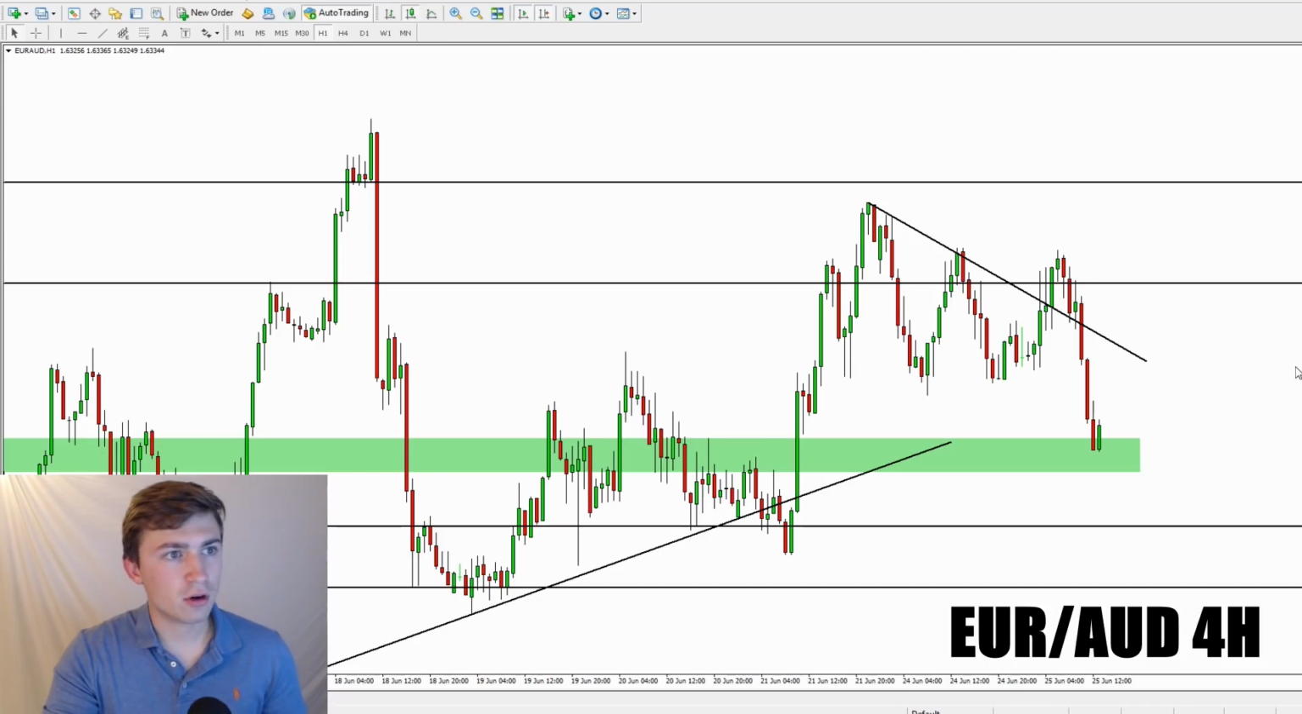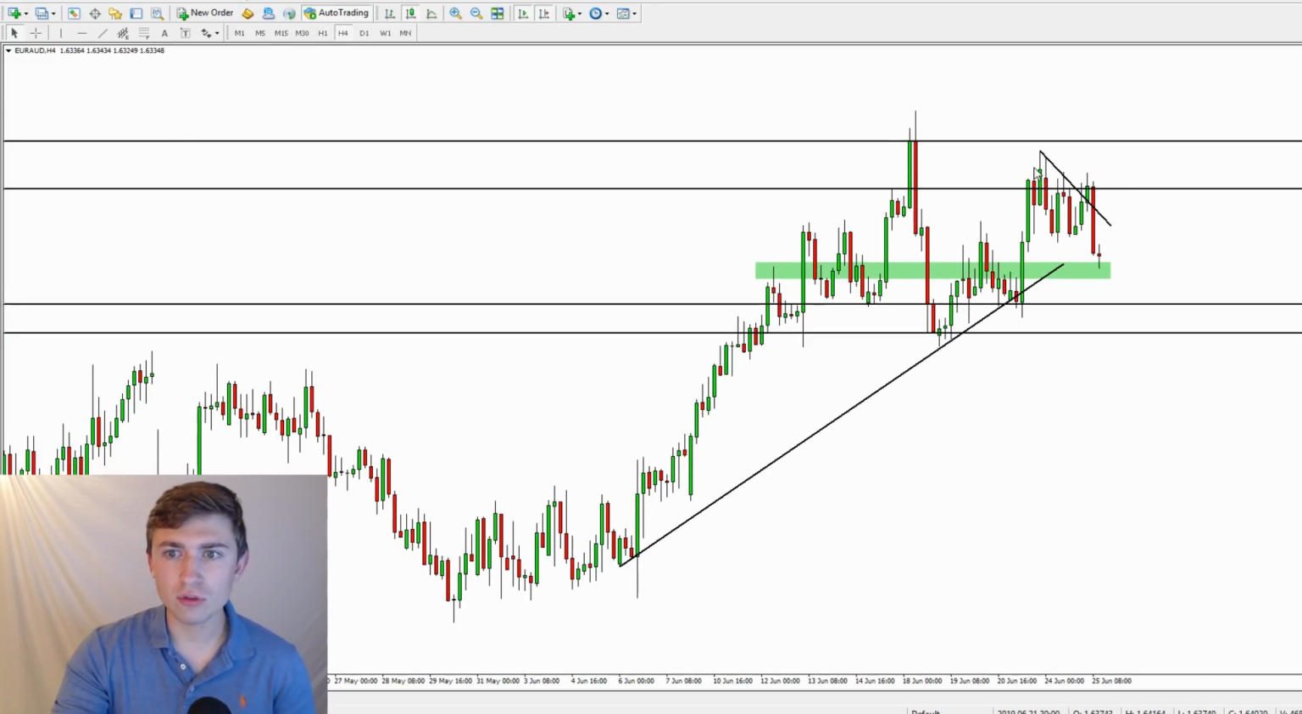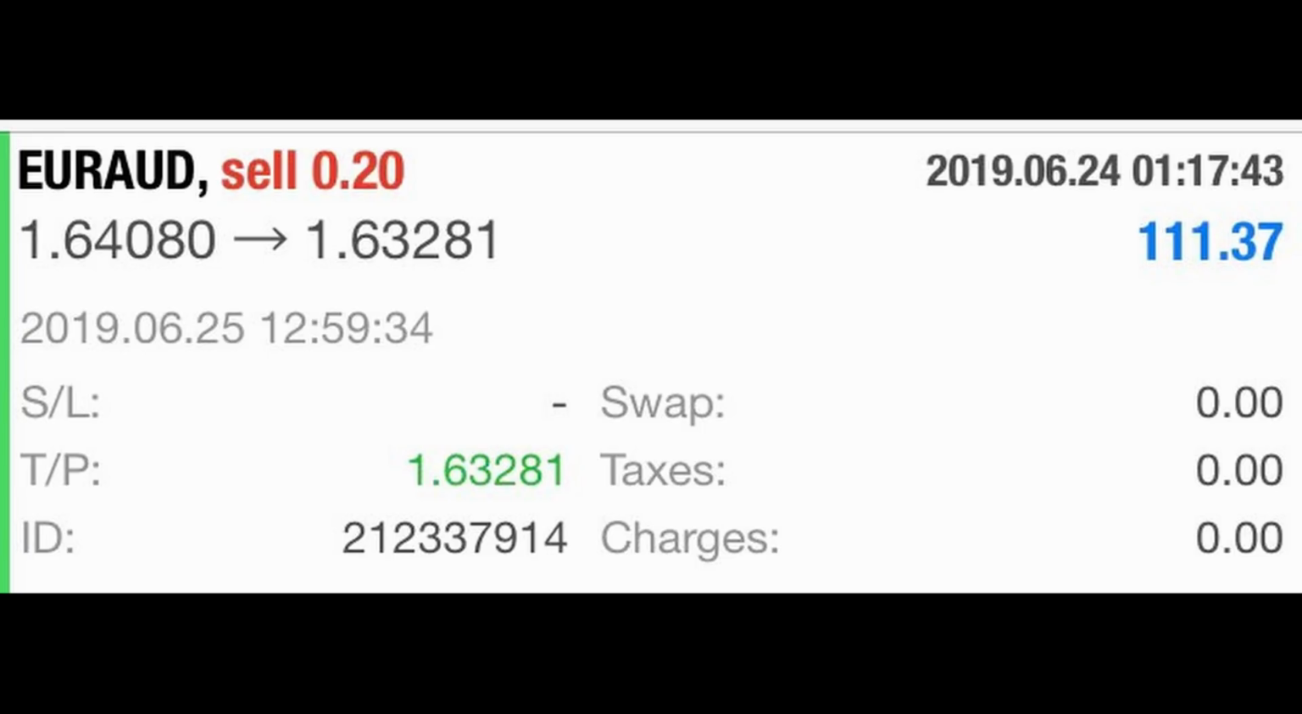All right, so Euro Aussie, another nice winner here on the swing trade side of things. Here, backing up to the 4 hour chart, you can see we sold into this region and came down into this area of demand. Took our profits there for around $111, so not too bad at all.